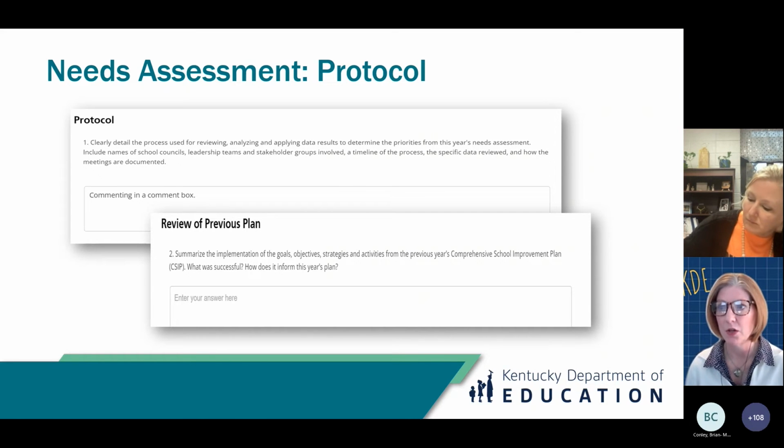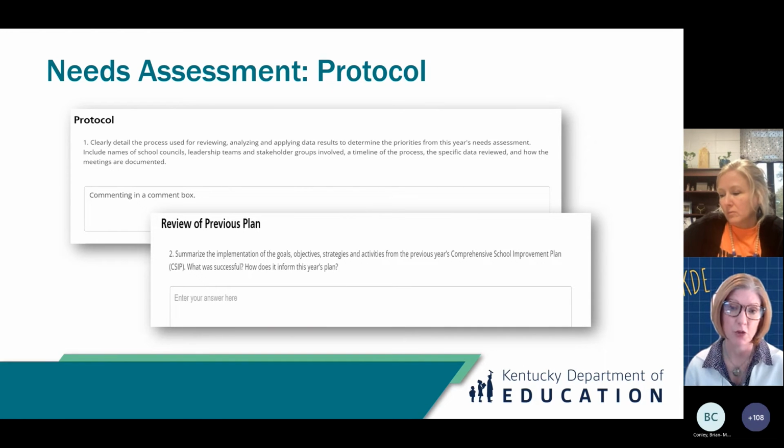You'll notice that it does also ask you about who was involved. And again, here's that collaborative nature of the process. What school councils, what other stakeholder groups, leadership teams, who all was involved in that? And then where do you keep that information? Where is that documented?